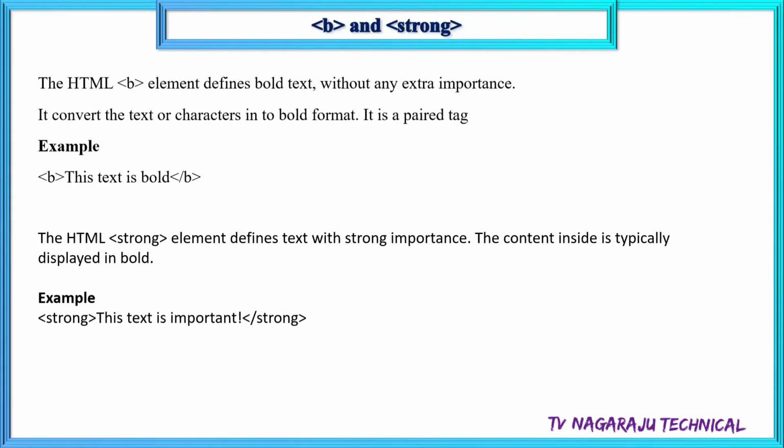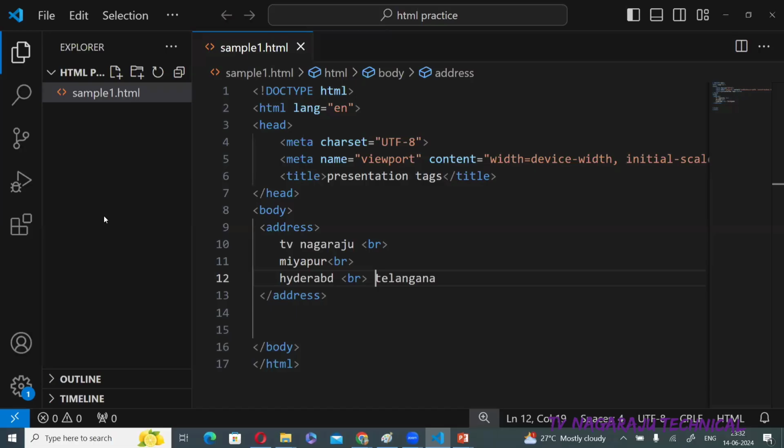Next one. B and strong. B, as the name specifies, defines bold text. Strong also defines bold text. Generally, if you want to define a bold text without any importance, we use the B tag. Okay. Suppose if you want to give some importance, we move to the strong tag. Both are pair tags. Anyway, the output looks the same.